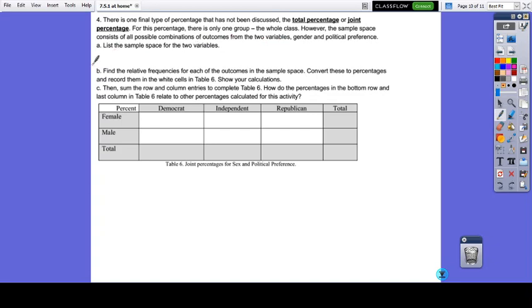So what is the sample space? Remember, we list sample space, S equals, and we do a little curly bracket. I'm going to use F, M, D, I, and R in this one. So we're talking about these total percentages or joint percentages. We have female and Democratic, these two put together. Right here, that's going to be female and independent. We have this box here, which is going to be female and Republican. And then you do the male and Democrat, male and independent, and male and Republican. So that is your sample space.